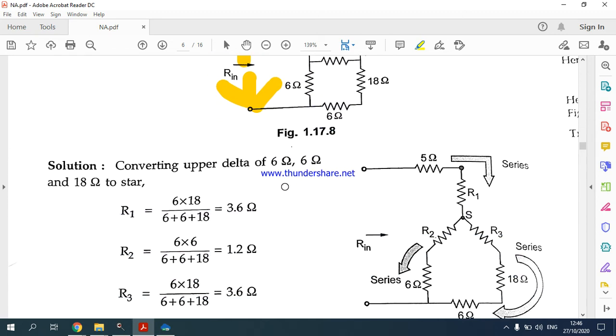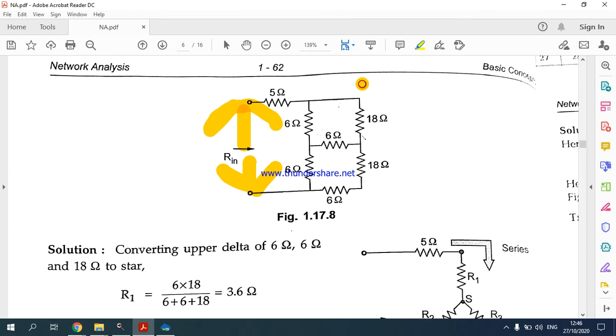Here in this case, what do I do? Actually, where can you find a delta connection, or where do you find any star connection here? Somewhere you may get the star or delta connection here. This is 6, 18 and this 6. Whether this looks like a star or delta, these three make a star or delta. Delta, sir. Delta, right?